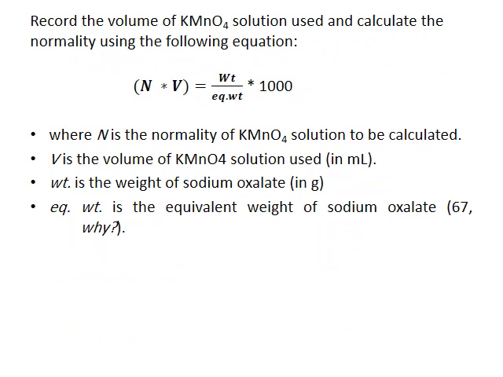The calculation is done using the equation N multiplied by V is equal to Wt over EqWt multiplied by 1000, where N and V are the normality and volume of KMnO4, and Wt and EqWt are the weight and equivalent weight of sodium oxalate.